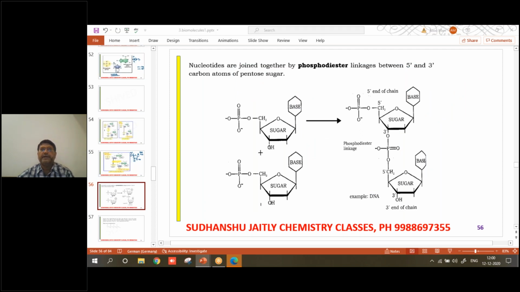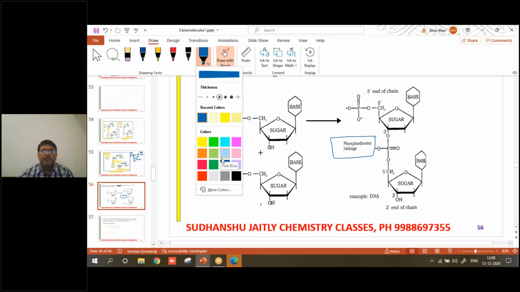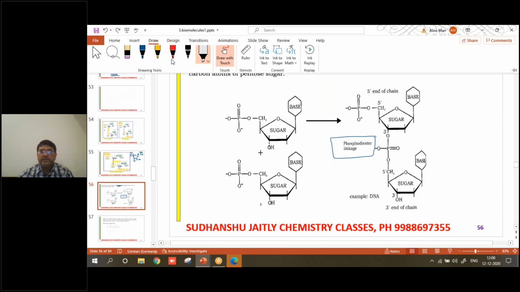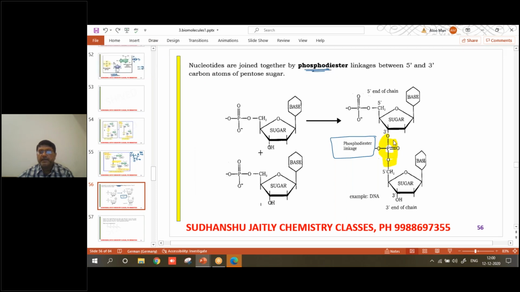Nucleotides are joined by phosphodiester linkage. This is the phosphodiester linkage, my dear friends. ये phosphodiester linkage है. You are able to see that, right? मैं just जानबूझ के कलर कॉन्ट्रास्ट बना के आपको प्रैक्टिस के लिए बताने वाला. The phosphodiester, removing the color, right? So that is going to be happening here.